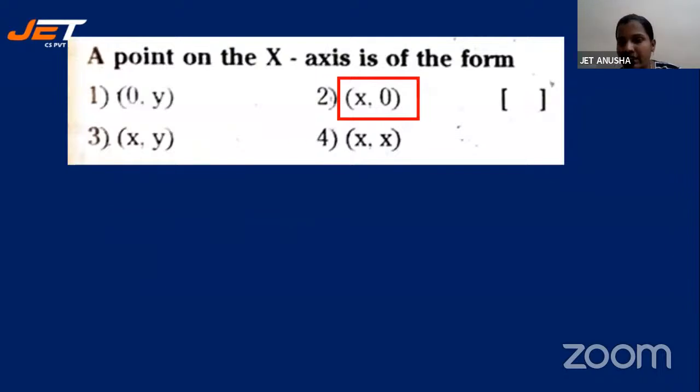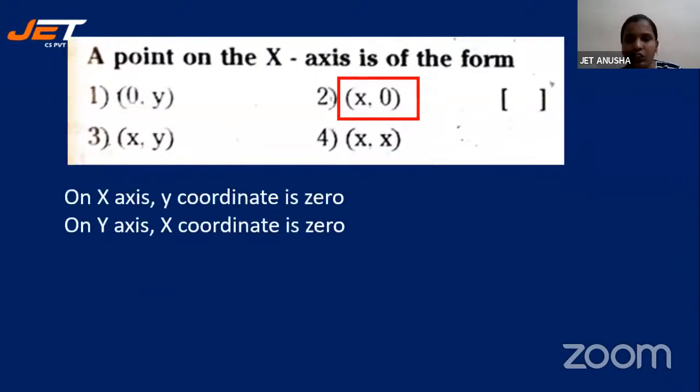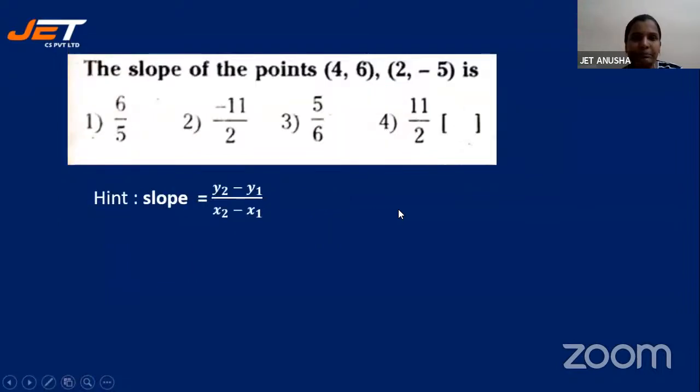Sandra, very good. Gayatri, almost everyone gave me the correct answer. Very good, ma'am. See here, again the same point we are using here. On x-axis, y coordinate is 0. On y-axis, x coordinate is 0. Right? So almost everyone, I appreciate everyone. So we'll go with the next question.